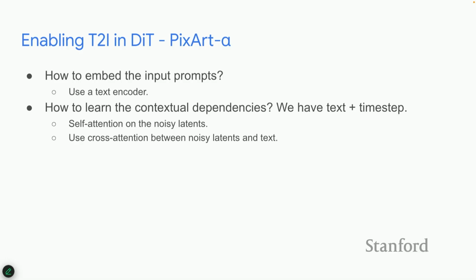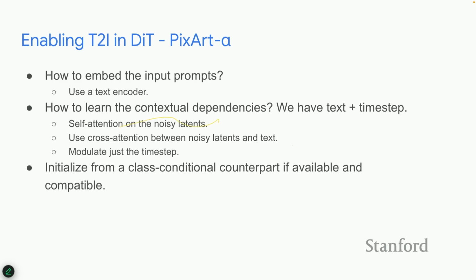It could make sense to have self-attention on noisy latents to model the local dependencies within the patches, and then also do cross-attention in between the noisy patches and the text embeds. And then we'll have to figure a way out to modulate the time steps as well. And as we saw in the DiT work, it's important to modulate the time step embeddings throughout your transformer blocks.